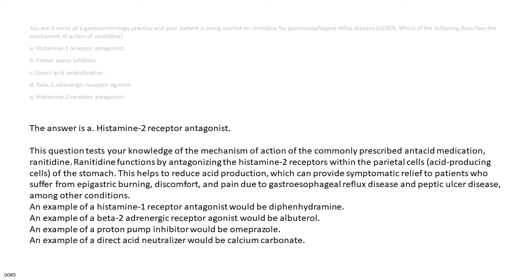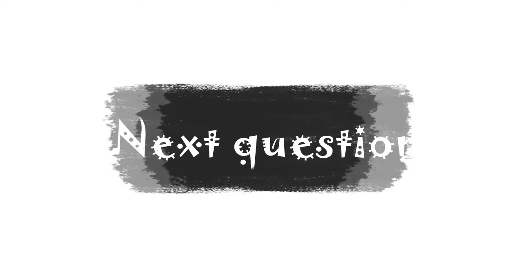An example of a histamine 1 receptor antagonist would be diphenhydramine. An example of a beta-2 adrenergic receptor agonist would be albuterol. An example of a proton pump inhibitor would be omeprazole. An example of a direct acid neutralizer would be calcium carbonate.